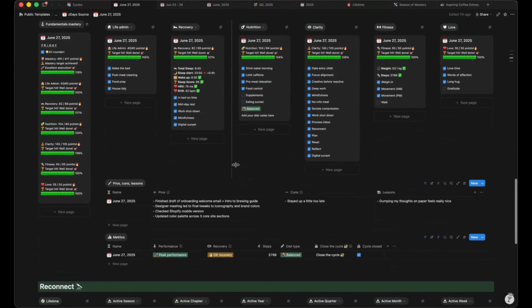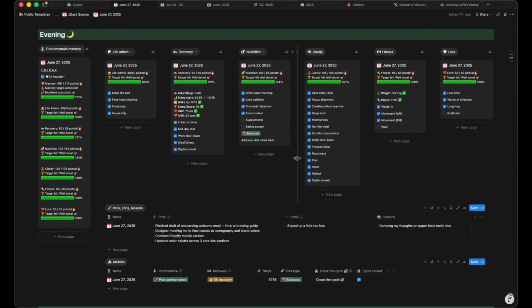So another way of tracking execution is through the core habits for the fundamental domains of life. So on the daily cycle, we really want to take care of our fundamental domains, such as our life admin, recovery, nutrition, clarity, and fitness. So these are the domains that are going to matter for every single human being on earth. And we break them down into specific habits that we want to check every day. We give a score for every single routine, and then checking those checkboxes, you're going to be building up a score for each domain of life. And all together, those domains are going to aggregate into the overall mastery score for the day.